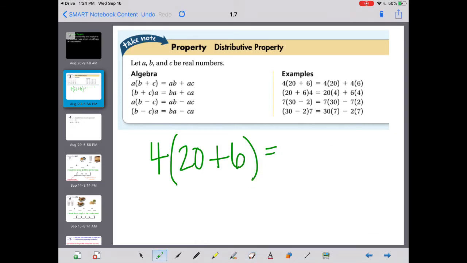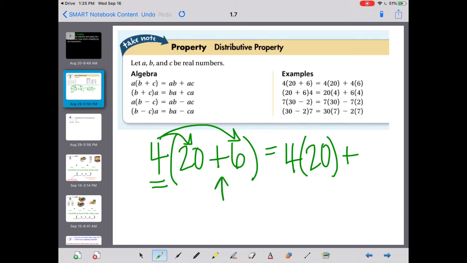Okay, but what they really want you to do is practice in case you get to a point where there aren't numbers. So what you're going to do is share this 4 with this 20, and then share this 4 with the 6. Because it's 4 next to something in parentheses, we're multiplying. So the first thing you're going to do is 4 times 20. Then you're going to add, because that's what it says to do, 4 times 6.